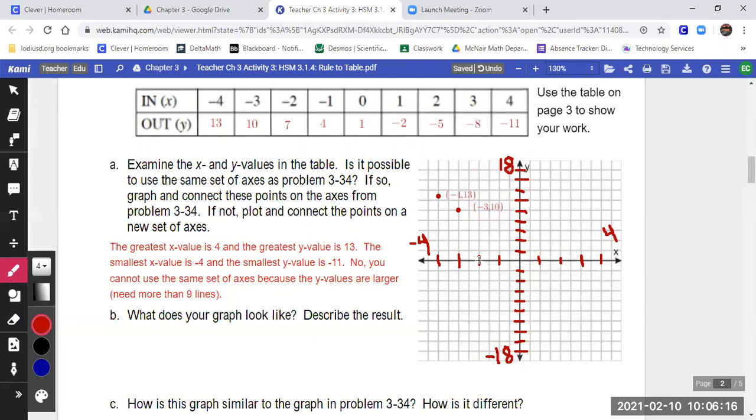-2, 7. Is that going to go on a line or between a line? On a line or between a line? Between. So 2, 4, 6, 7 would be halfway to the next line, right? Because it's an odd number and we're going by 2's. -2, 7. It fit. Okay, what's our next one?